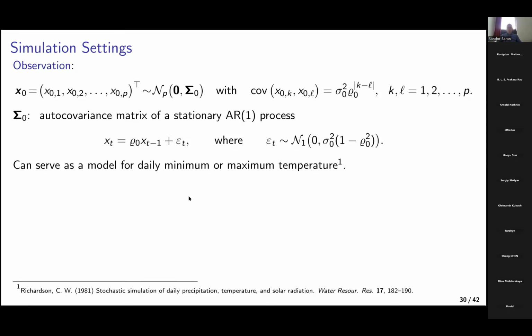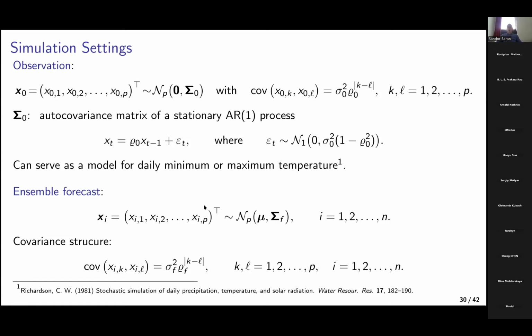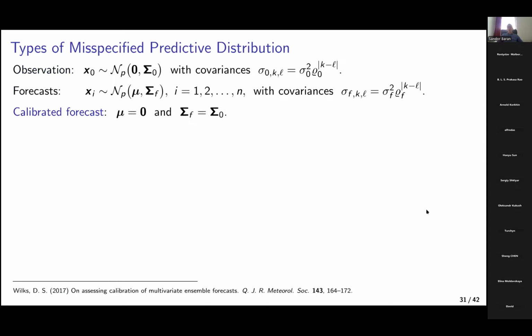So this was the observation. And we had a forecast, which can be biased, has a mean, and has a covariance structure of the same shape, only the variance might be different, and the autocovariance can also be different. So this was the simulation setup. Our forecast is well calibrated if these parameters just match. We considered different types of misspecification of the predicted distribution.